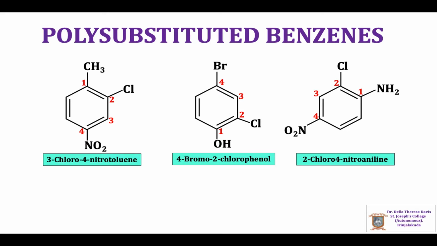The third molecule is considered as a derivative of aniline. NH2 gets position 1, Cl at position 2 and NO2 at position 4. Representing the two substituents chloro and nitro in the alphabetical order, we get 2-chloro-4-nitroaniline.